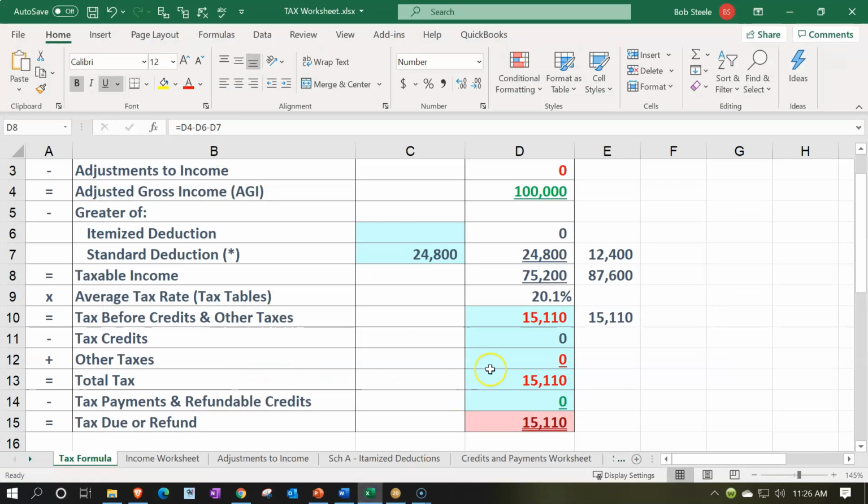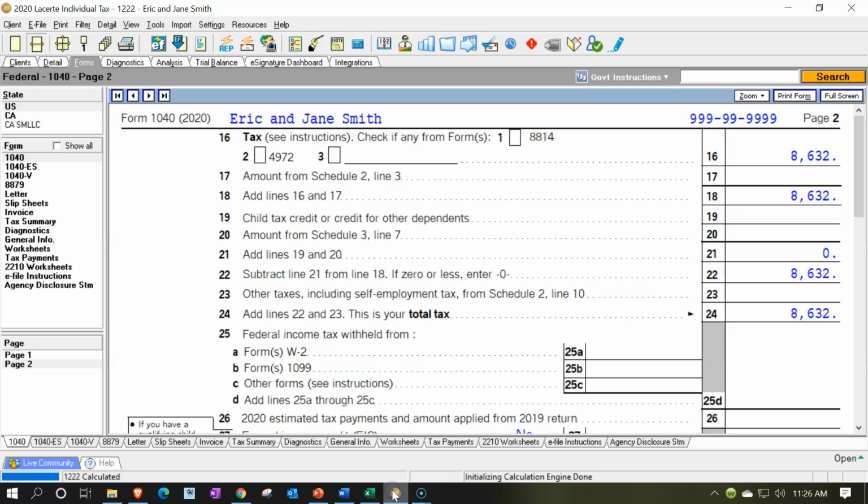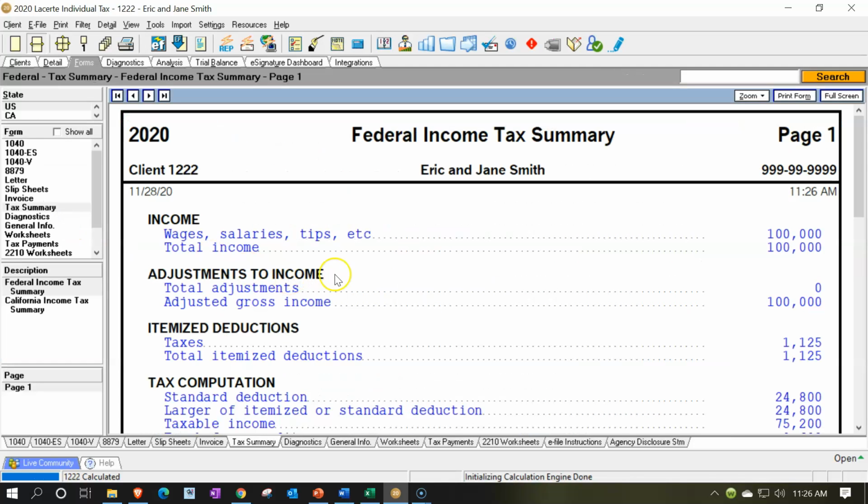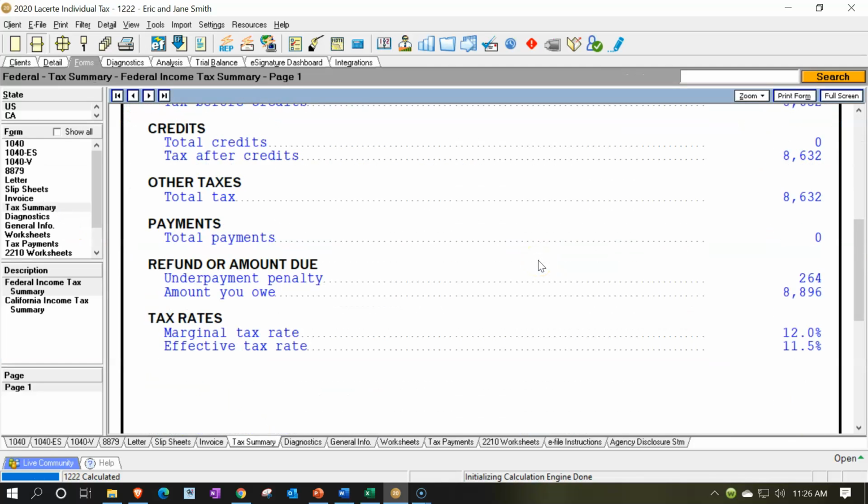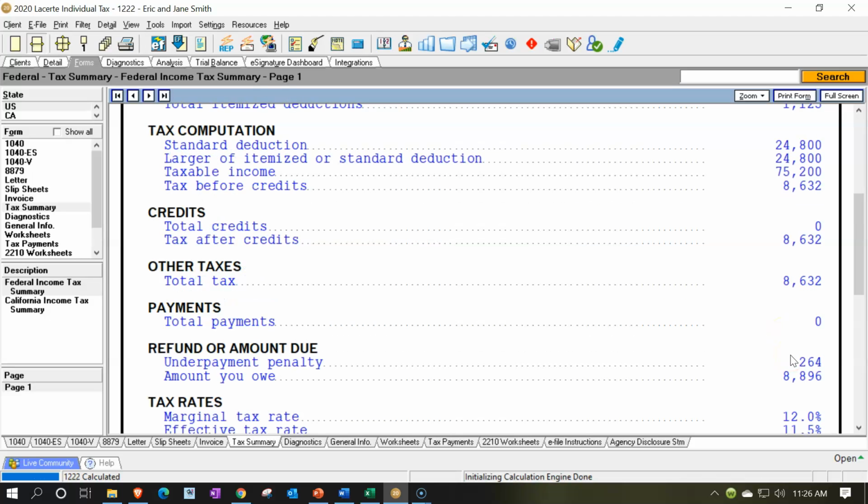8,632. You can see that's substantially different, obviously, than the single filing status. But again, that would kind of make sense given the fact that you could quite possibly have double the income, given that you're talking about two taxpayers at this point. So then if we go to the tax summary, we're going to ask, all right, what are the marginal rates? Notice they're a whole lot lower now in terms of the rates. So the effective rate 11.5, marginal rate the 12%.